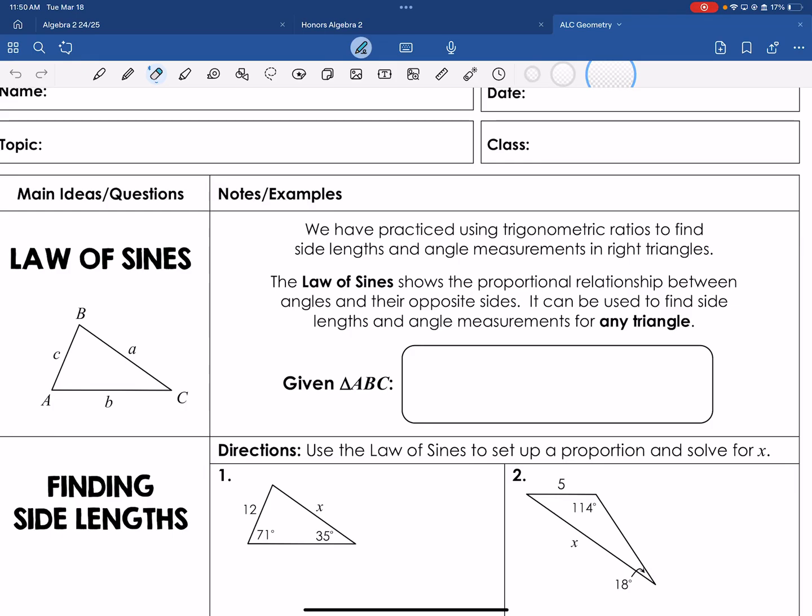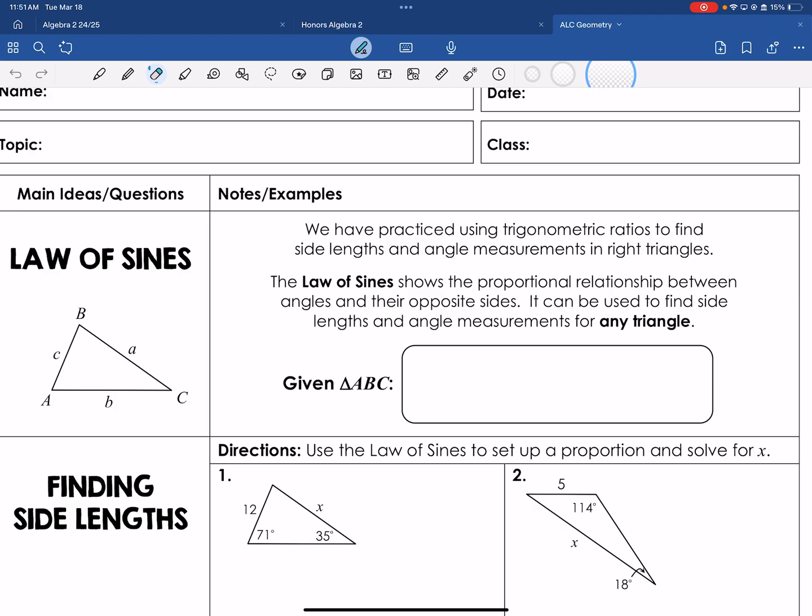We're going to spend this week working with two different laws: the law of sines and the law of cosines are the two things that we're going to work on this week. Prior to break, we practiced using trig ratios to find side lengths and angles of right triangles. So we said sine was opposite over hypotenuse, cosine was adjacent over hypotenuse, tangent was opposite over adjacent. When we talked about those, we talked about that only works if you have right triangles.